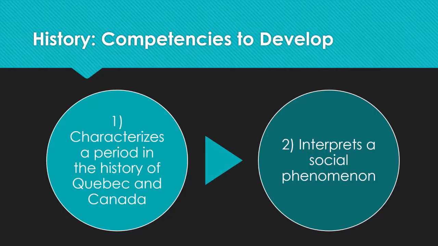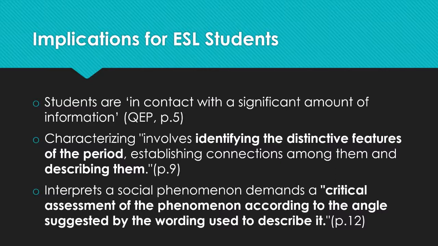There are two competencies. Firstly, students will characterize a period in the history of Quebec and Canada, and secondly, interpret a social phenomenon. What these imply for ESL students are that students are in contact with a significant amount of information. Characterizing involves identifying the distinctive features of the period and describing them. Interpreting a social phenomenon demands a critical assessment of the phenomena according to the angle suggested by the word used to describe it, which we'll see is especially challenging for ESL students.